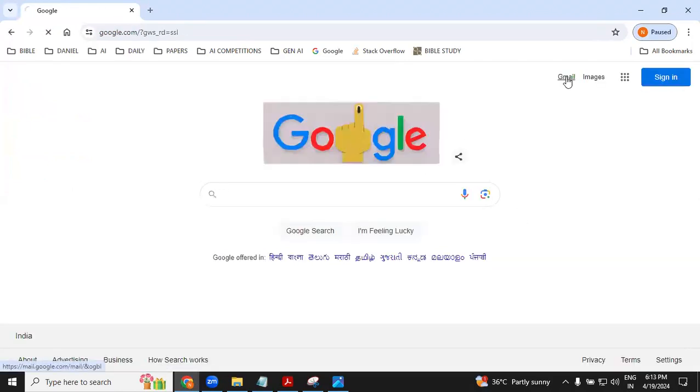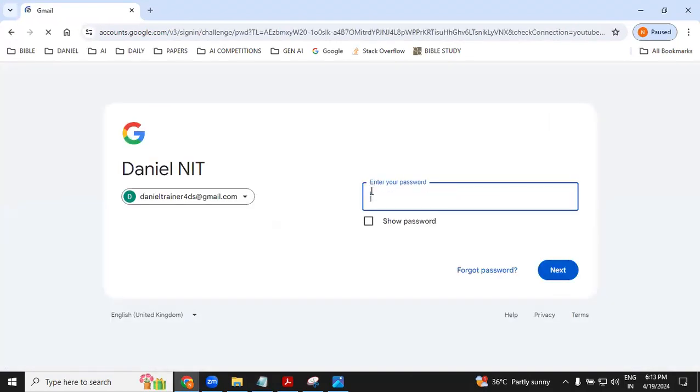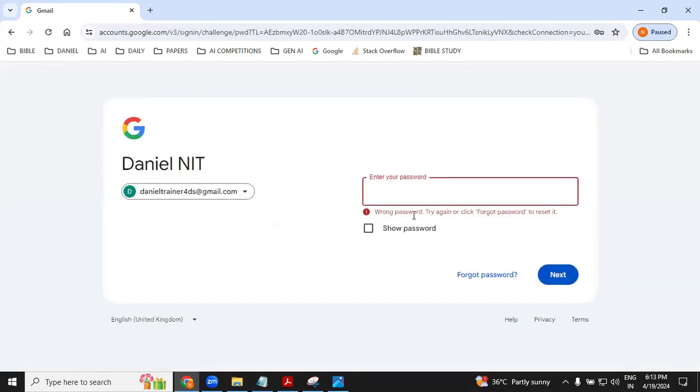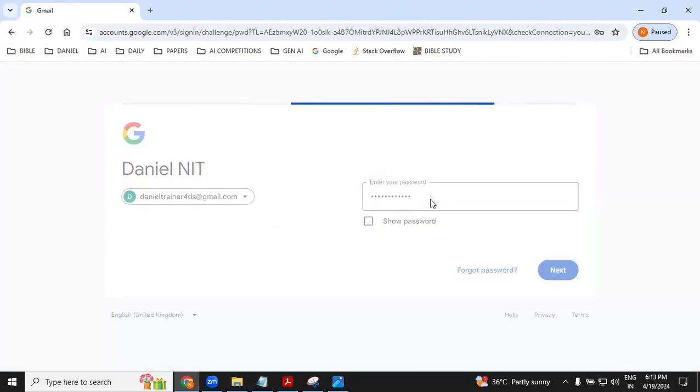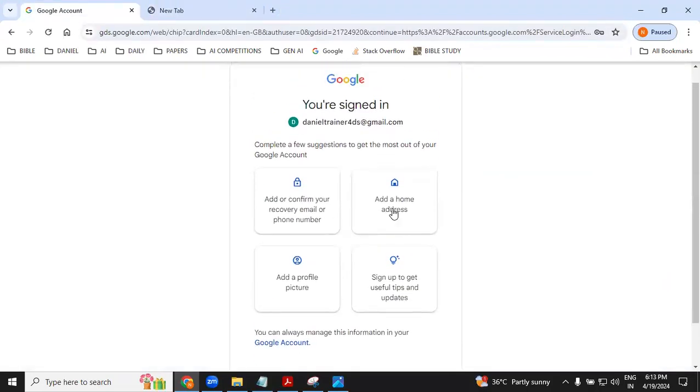Now let me open Gmail. Let me give a wrong password and click Next. Something is happening in the backend, the processing is happening. That is a hidden process. Now let me enter the right one. Do you know what happened to the password you enter?